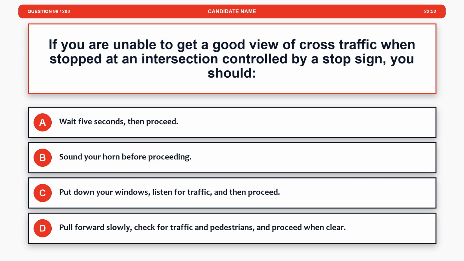Question 99. If you are unable to get a good view of cross traffic when stopped at an intersection controlled by a stop sign, you should. Option A, wait 5 seconds, then proceed. Option B, sound your horn before proceeding. Option C, put down your windows, listen for traffic, and then proceed. Option D, pull forward slowly, check for traffic and pedestrians, and proceed when clear.